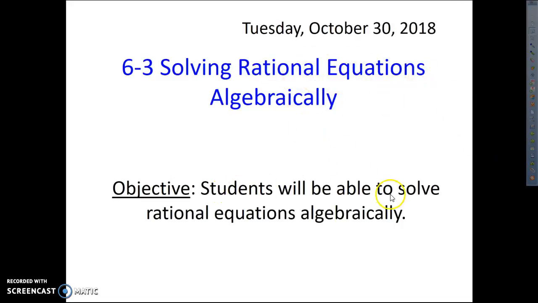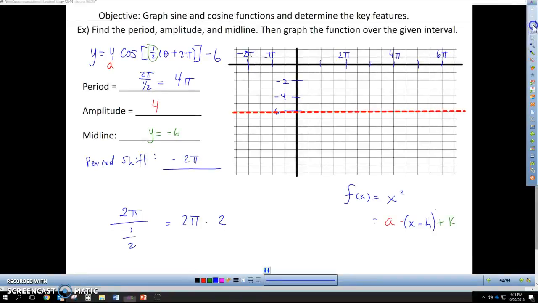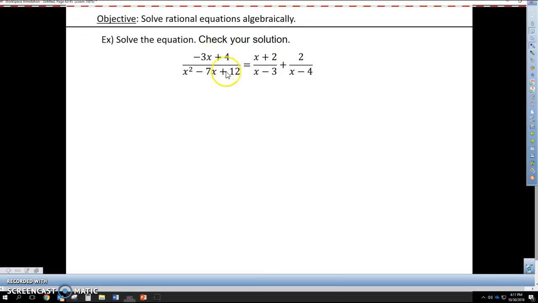Again, our objective is to solve rational equations algebraically, and this video is going to focus specifically on trinomial situations and then multiple terms on one side. So here we have a rational equation and we're asked to solve it and then check our solution. The steps that we've learned and applied before are exactly the same.